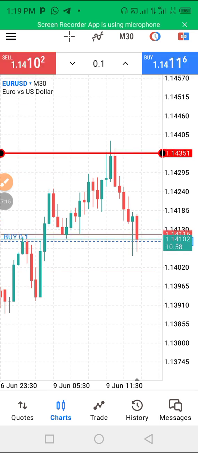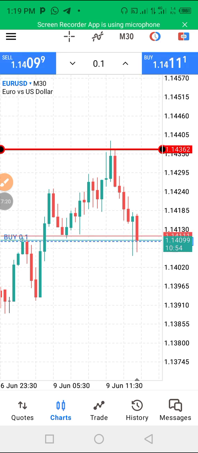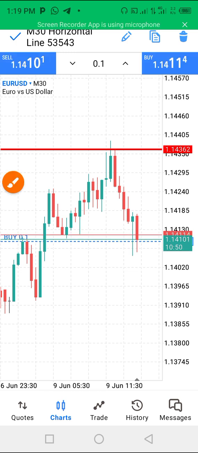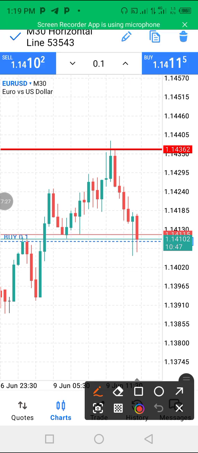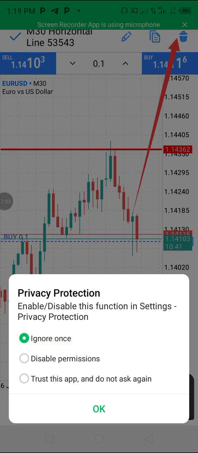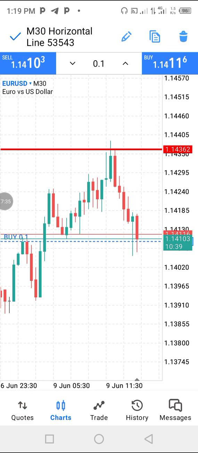Then you can delete it. How do you delete? You long press it. You hold on it, long press it. Then you tap on this icon that looks like a bean. Once you tap on it, you can see it has gone.